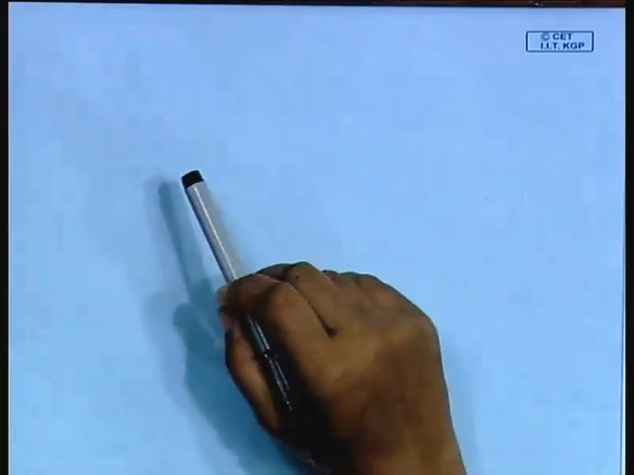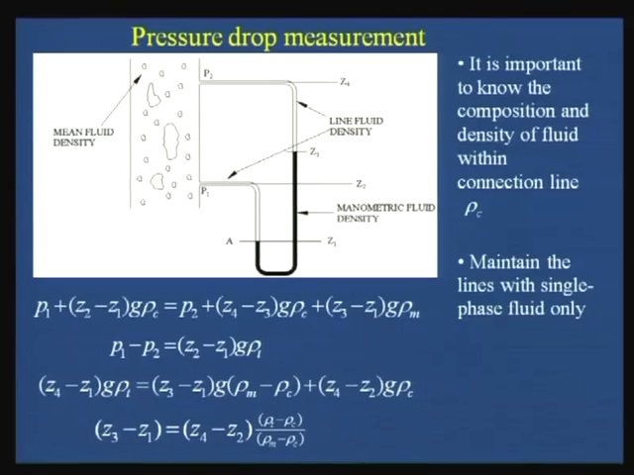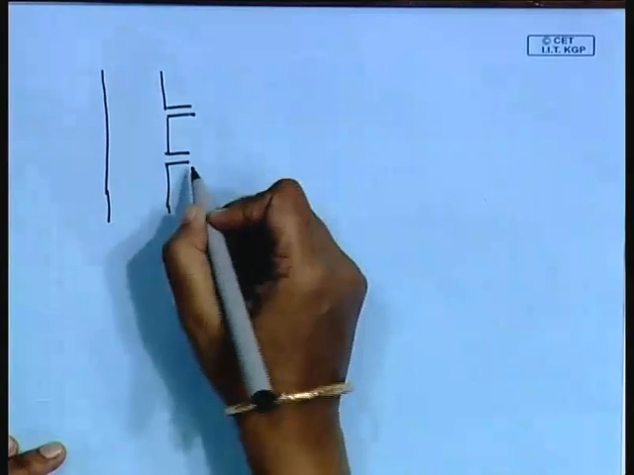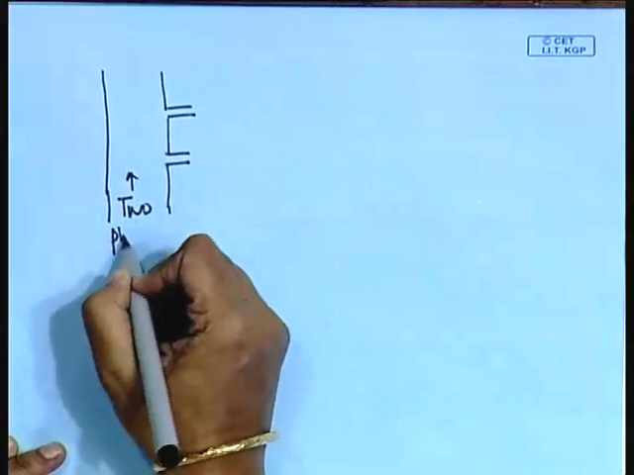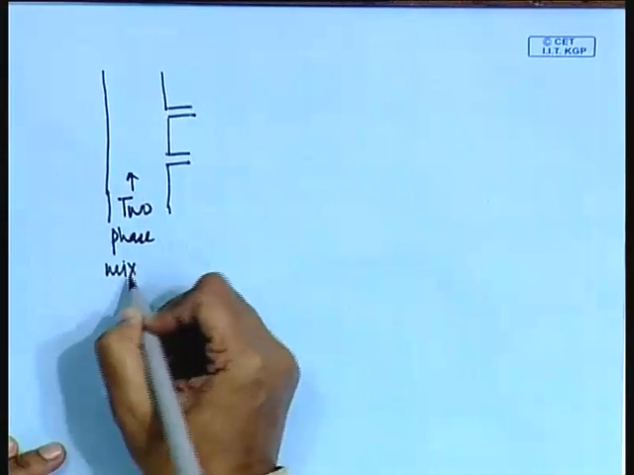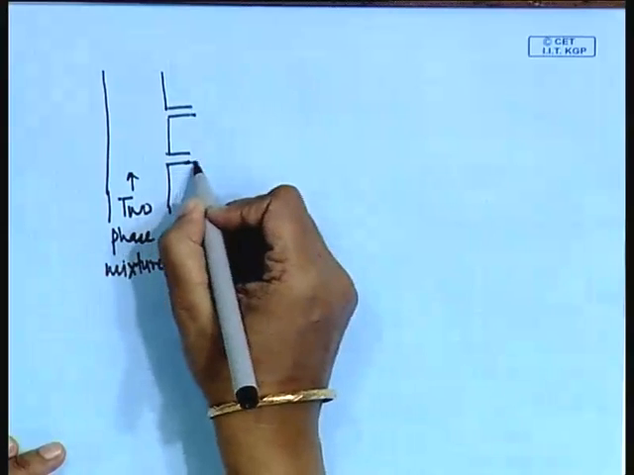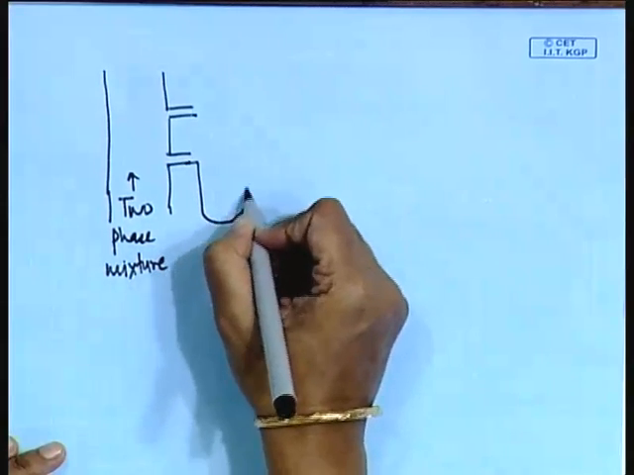We will just derive that particular portion, so that you can understand why measurement of pressure drop in two phase flow presents certain additional difficulties. Now, I would like to redraw the figure once more, so that I can do the derivation here and it will be clear to you. So, in this particular case a two phase mixture is flowing. Okay? It is a two phase mixture which is flowing. Now, this is connected to a manometer line.